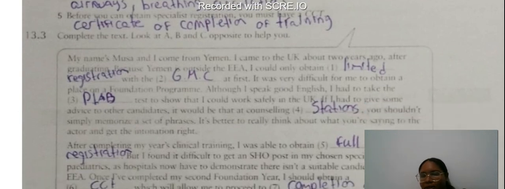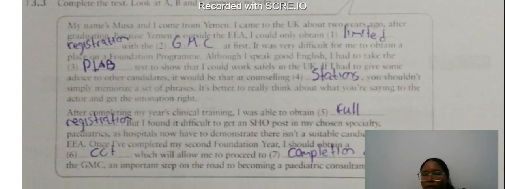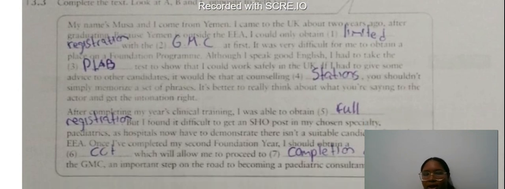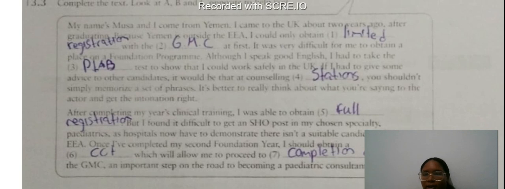My name is Musa and I come from Yemen. I came to the UK about 2 years ago after graduation. Because Yemen is outside the EEA, I could only obtain limited registration with the GMC. At first, it was very difficult for me to obtain a place on a foundation program. Although I speak good English, I had to take the PLAB to show that I could work safely in the UK.